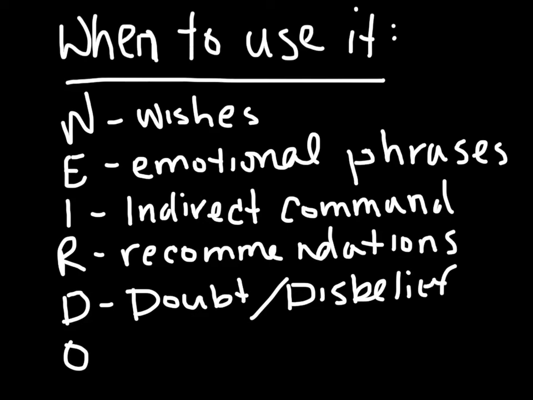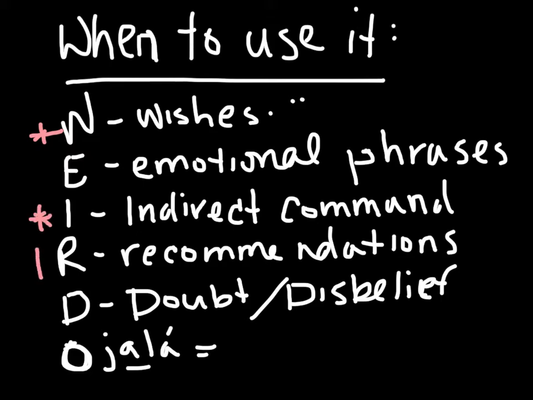And O is for ojalá. Ojalá is a word in Spanish that means like hopefully. It comes from the Arabic. Allah means God, so it's kind of like Lord willing. And it's kind of like a wish. So what we're going to focus on for this section is using subjunctive to express wishes, indirect commands, and recommendations. Those are the three that we're going to focus on.